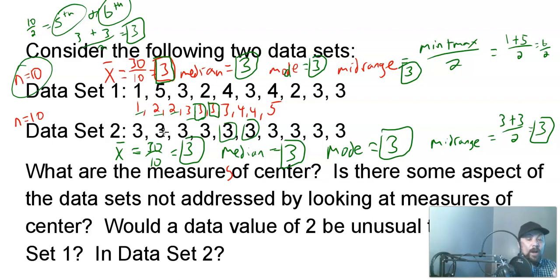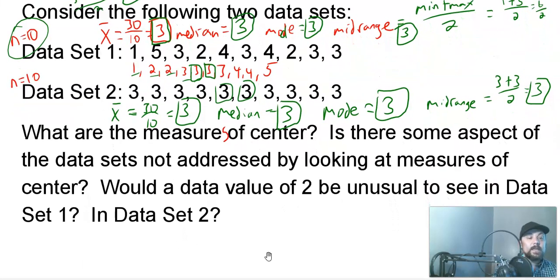So a good way to see that is to ask yourself this question. It's the last question on this screen. Would a data value of 2 be unusual to see in the first data set? The answer is no, because we actually see it occurring twice, right?